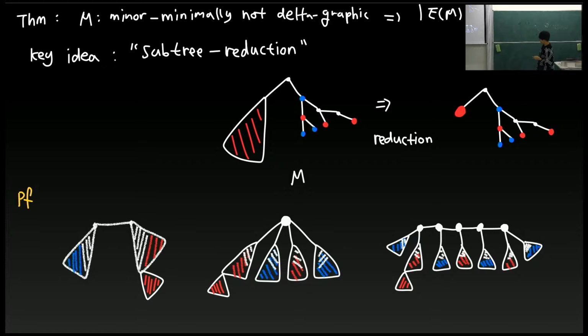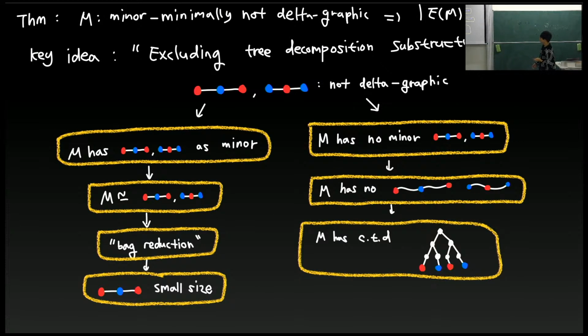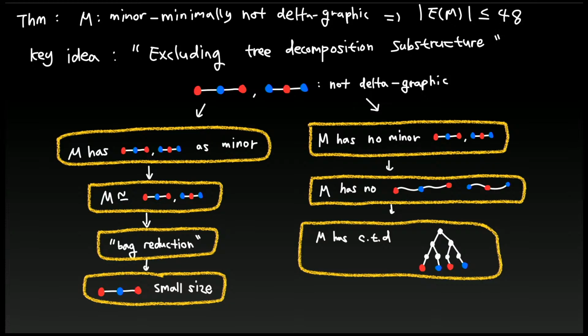So we can conclude that M is delta-graphic. So this gives a contradiction. So the last key idea is excluding some substructure described in terms of 3D composition.